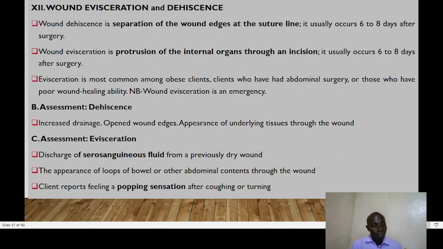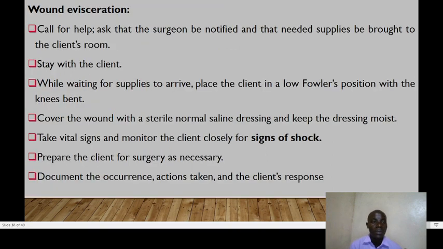The client could report a feeling of popping sensation after coughing or turning. Okay, popping sounds. So wound evisceration, you need to call for help. Ask the surgeon to be notified and that needed supplies need to be brought to the client's room. Remember, as an RN, you have to stay with your client.